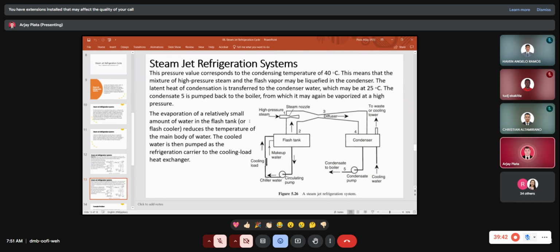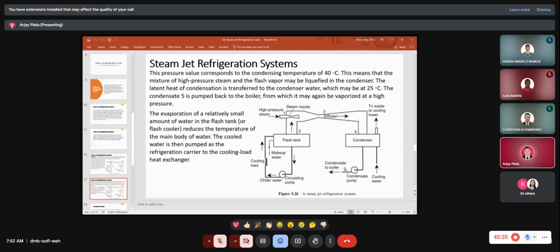So this pressure in the condenser corresponds, let's say, to 40 degrees. So this means that the mixture of high pressure steam and flash vapor may be liquefied in the condenser. So the latent heat of condensation is transferred to condenser water, which may be at 25 degrees Celsius. So the condensate is pumped back to the boiler, where it may be again vaporized at high pressure. So yun nga, yung kaninang sinabi ko.